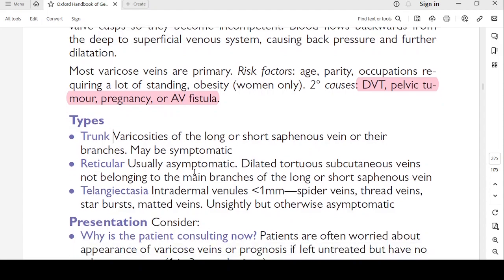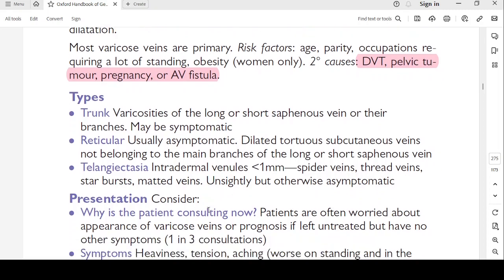Reticular, usually asymptomatic, dilated tortuous subcutaneous veins not belonging to the main branches or the long or short saphenous veins. Telangiectasia, intradermal venules less than 1 mm, spider veins, thread veins, starbursts, matted veins, unsightly but otherwise asymptomatic.